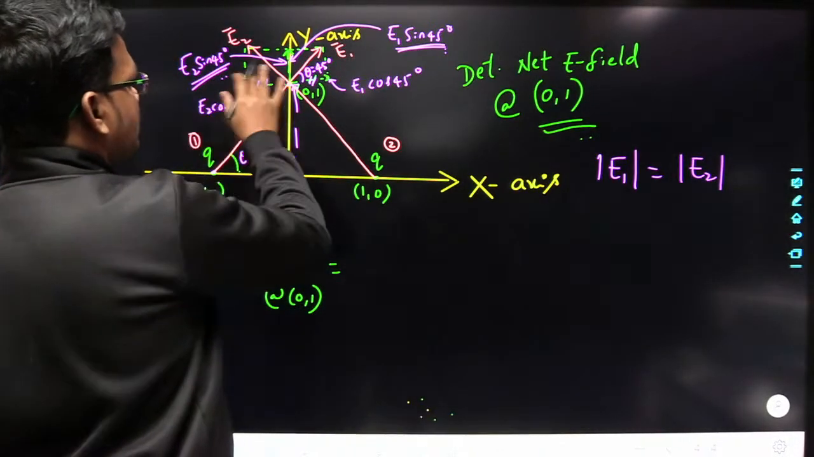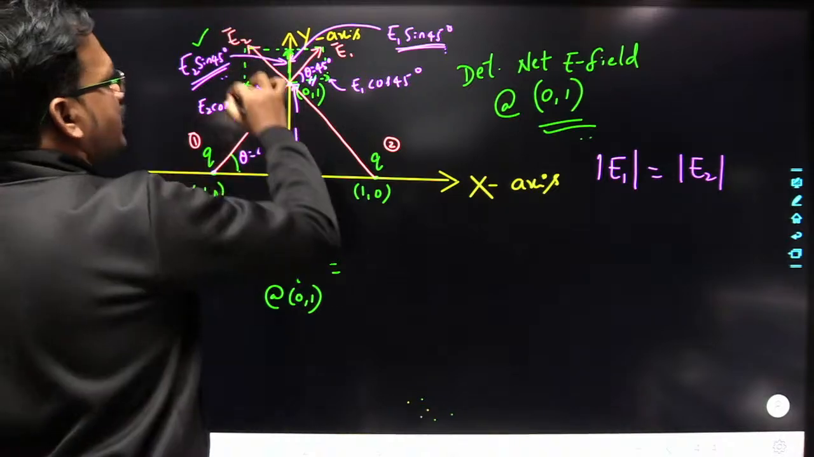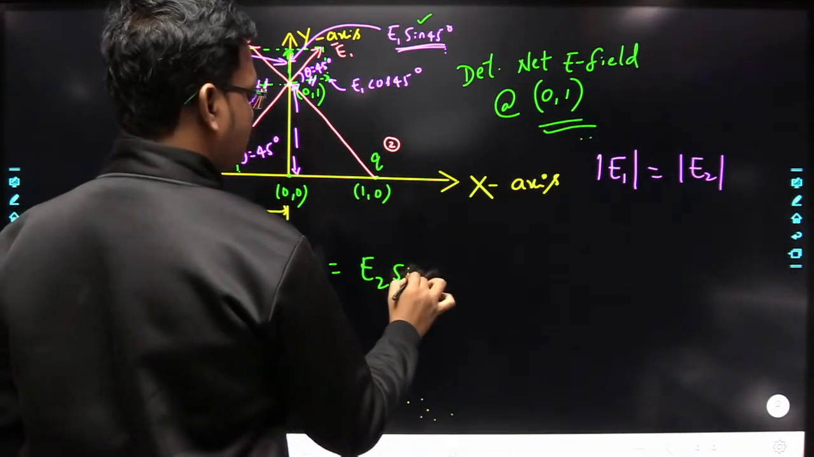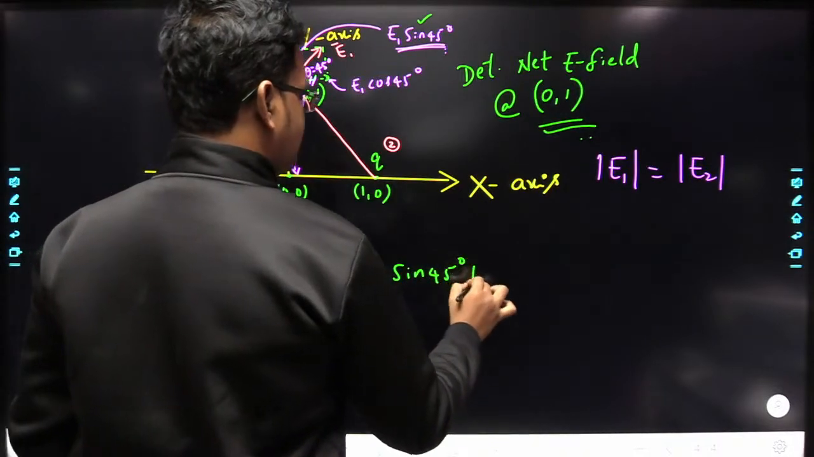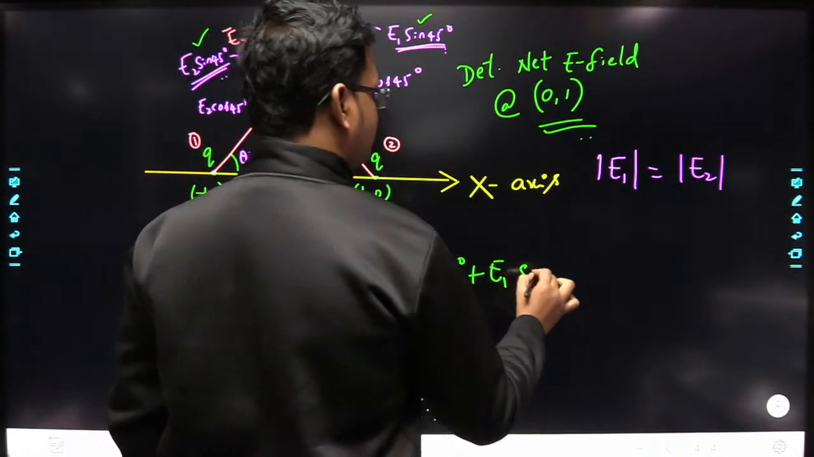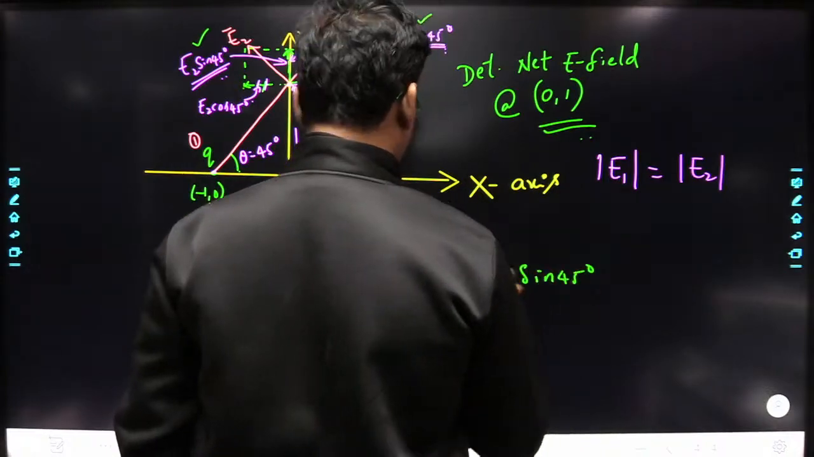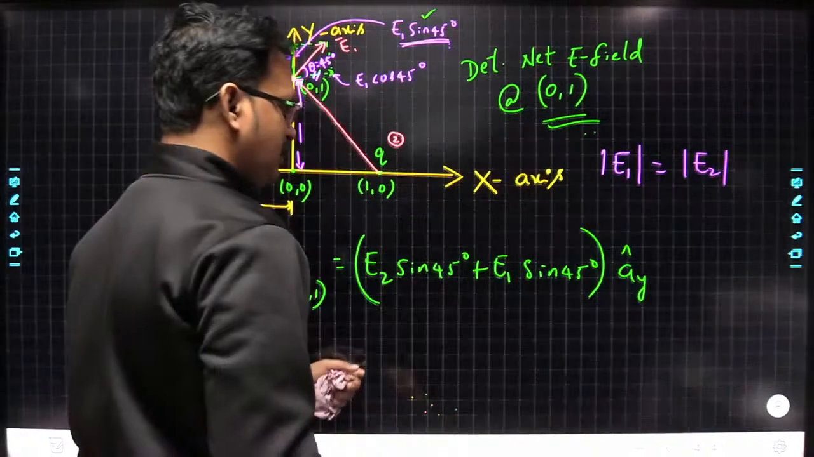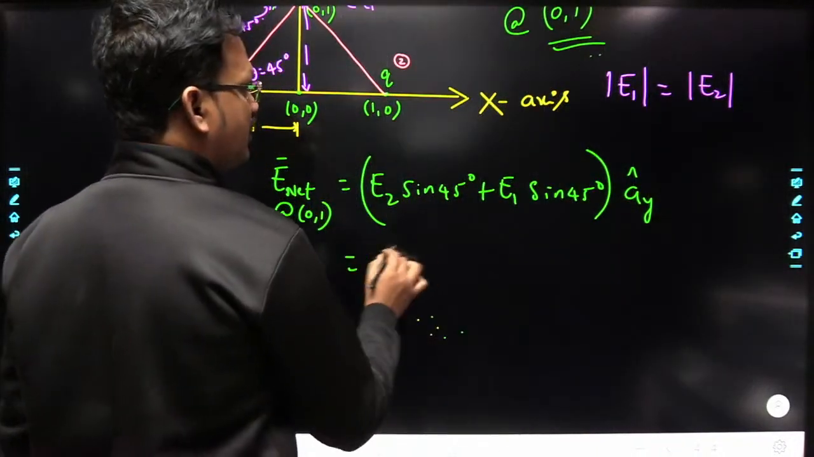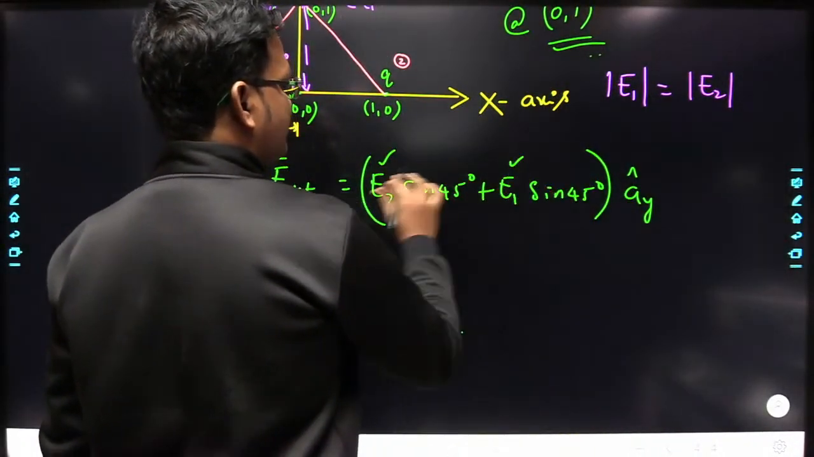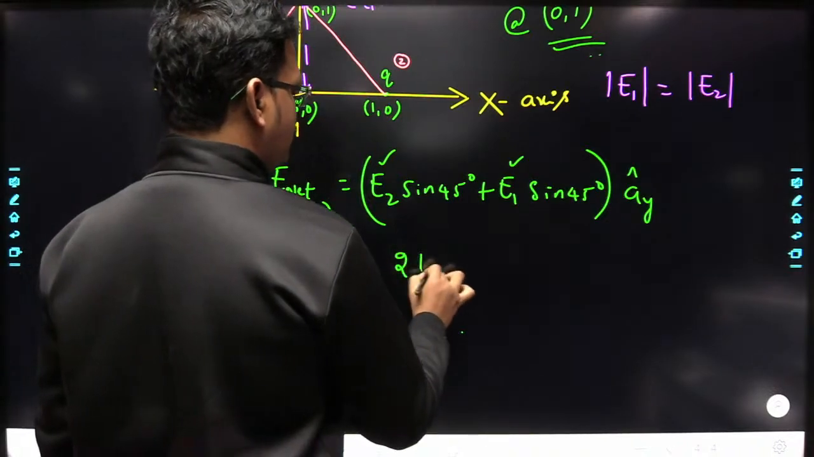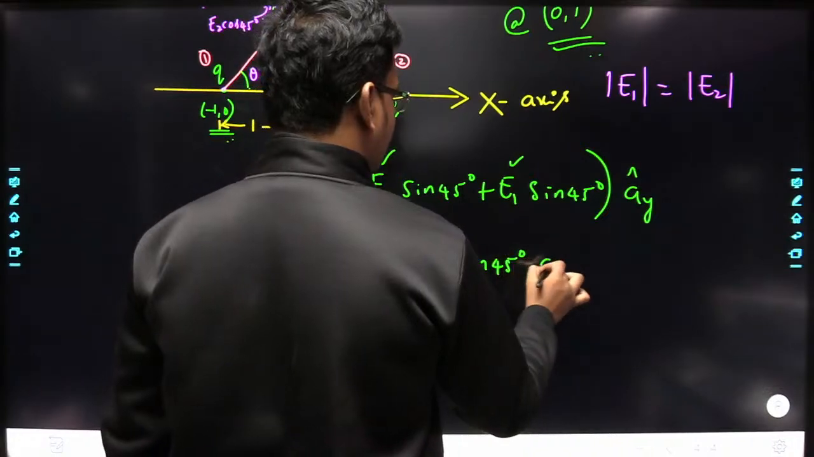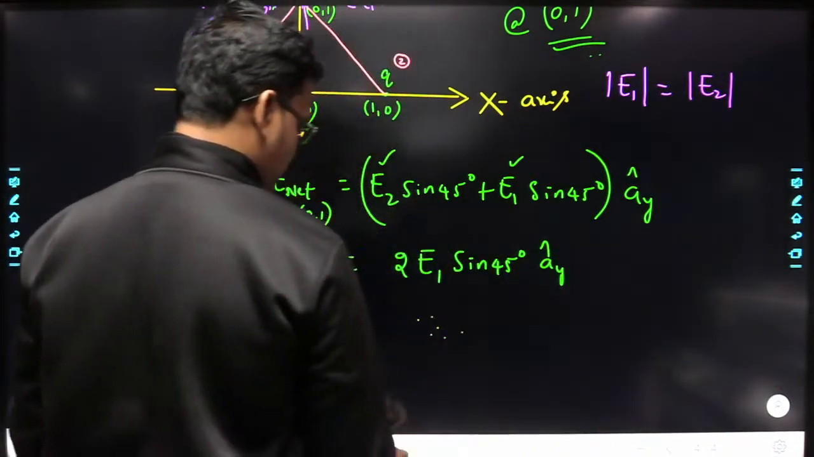So here, what are the components that are adding up? E2 sin 45 and E1 sin 45. So that is E2 sin 45 plus E1 sin 45. So both are adding up. Yes or no? Both are in the same direction, that is in the y-cap direction. Now here E1 is same as E2. So you can write it as simply 2 into E1 into sin 45 degrees into y-cap, right?